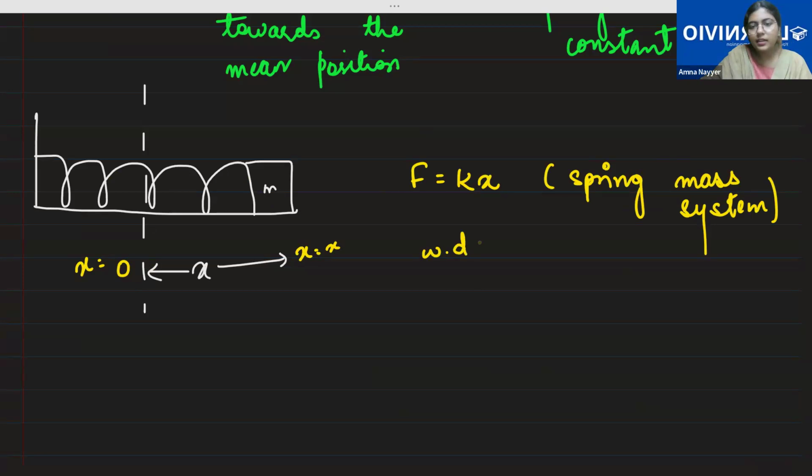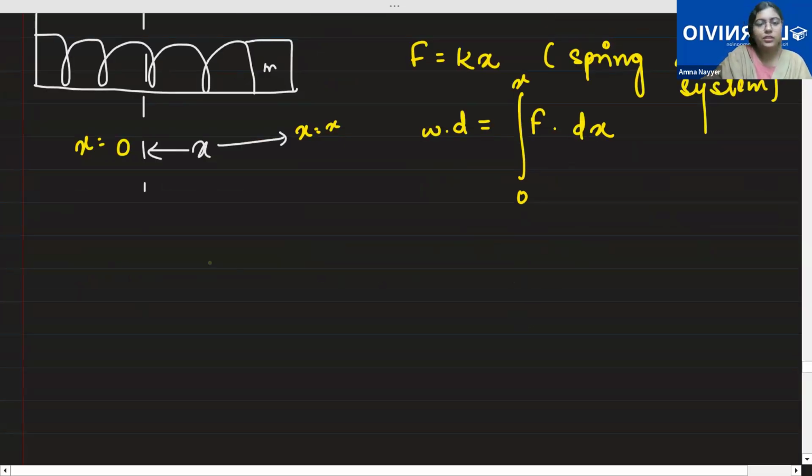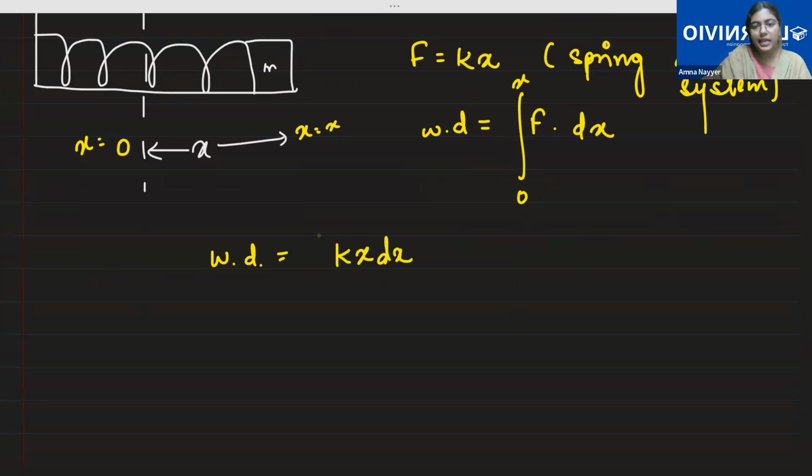Now work done is equal to, see, when you have a variable force, I discussed with you that we use the integral of F dot dx, not just F dot x. So from 0 to x, we'll integrate. Now let's put the value of the work done. Work done is equal to the integral of kx dx.